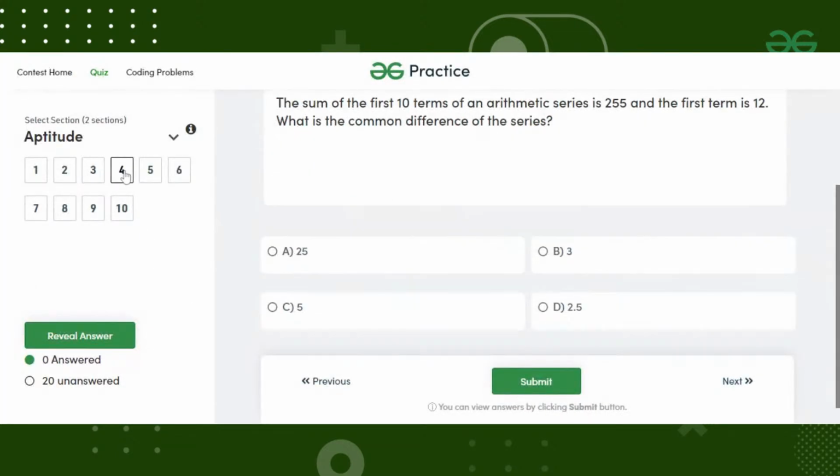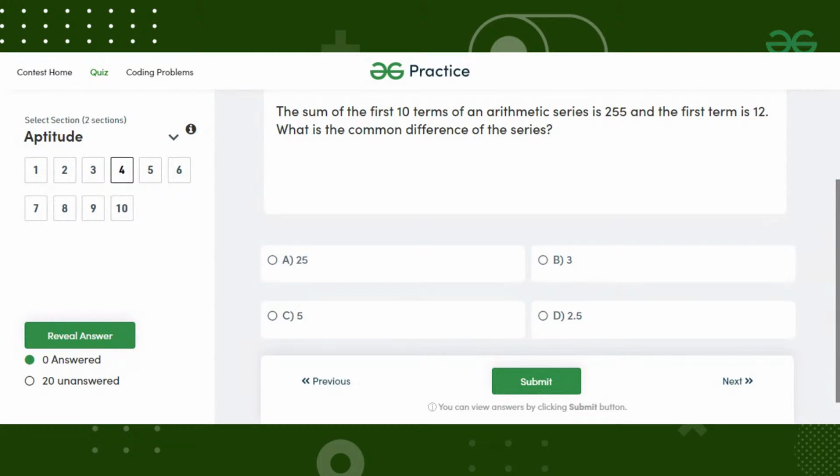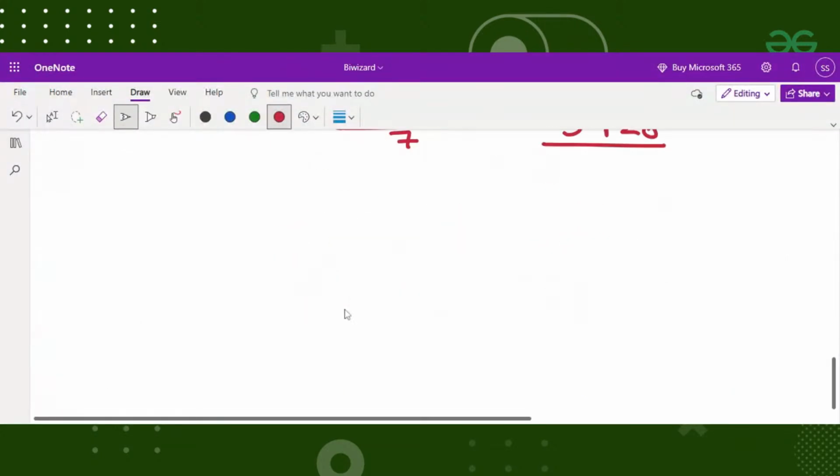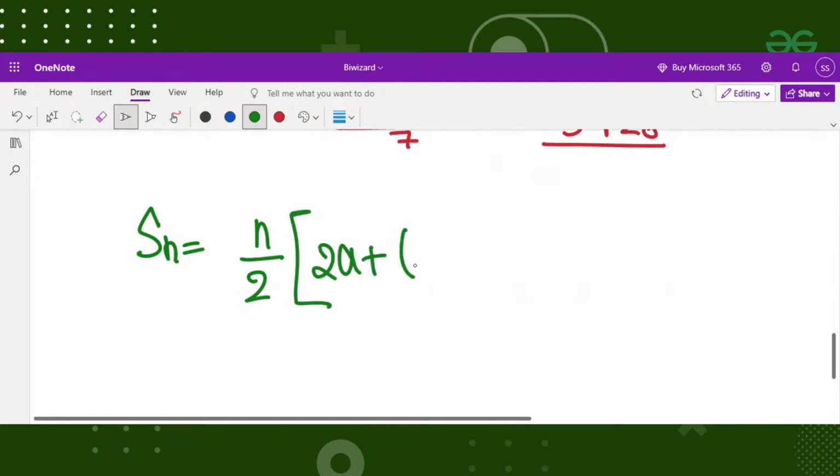Okay, let us now move to the next question. The sum of the first terms of an AP is 255 and the first term is 12. What is the common difference of the series? So you can solve this question by using the formula. The sum of n terms is given by the formula n by 2 into 2a plus n minus 1 d. So if I write it down here, Sn is equal to n by 2 into 2a plus n minus 1 d, right?